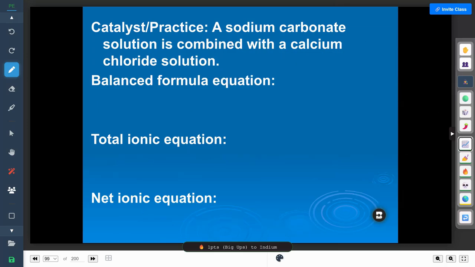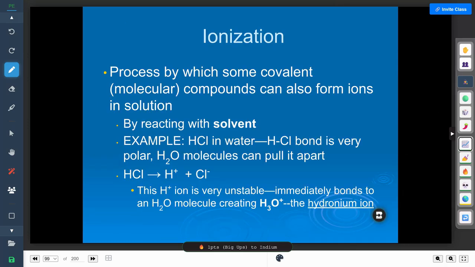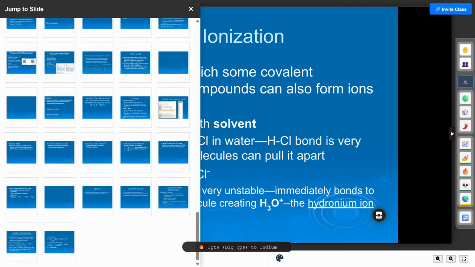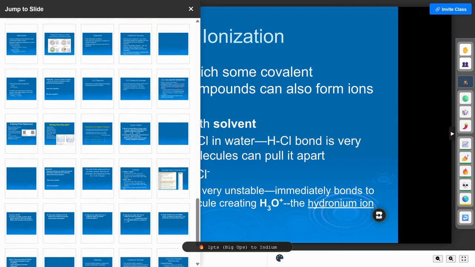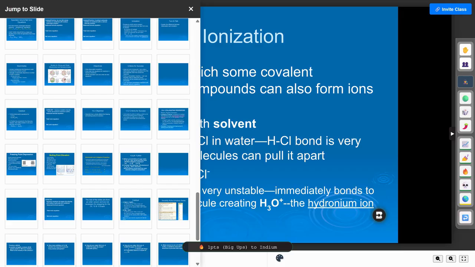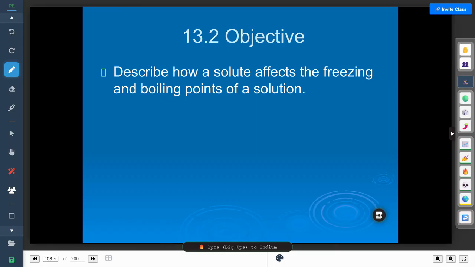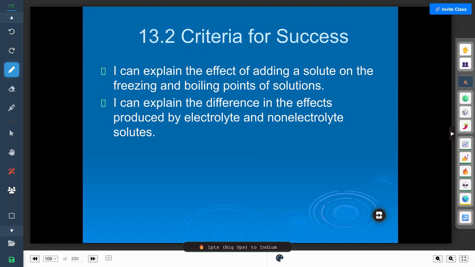All right. Let's go ahead and go on to, I'll give you a different slide, our objectives for 13.2. All right, so we want to look at how solutes affect the freezing and boiling points of a solution. And specifically, we're going to go into what is the difference in the effects if I have an electrolyte versus a non-electrolyte solute.